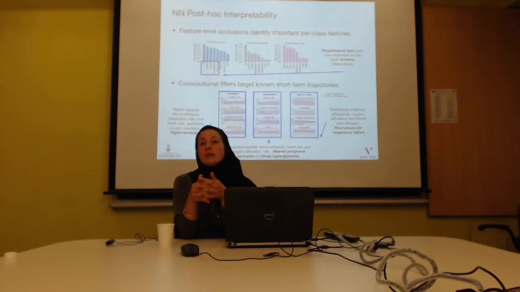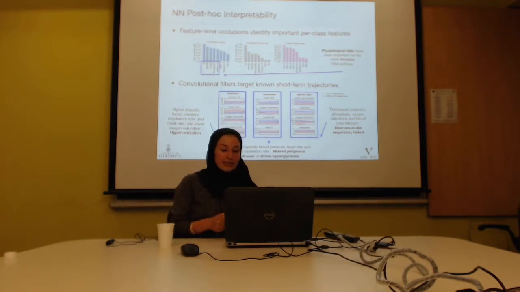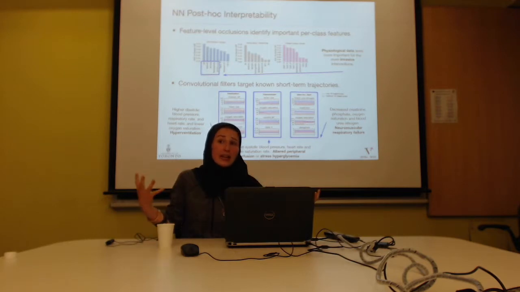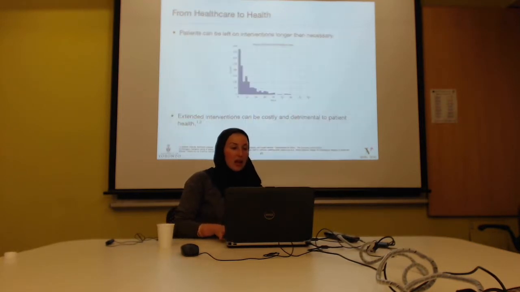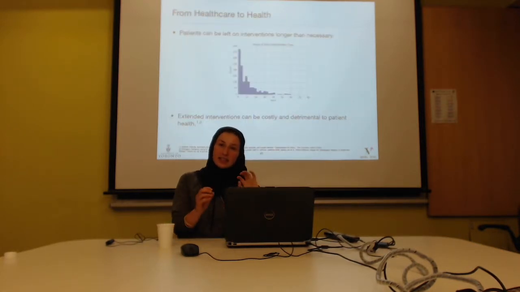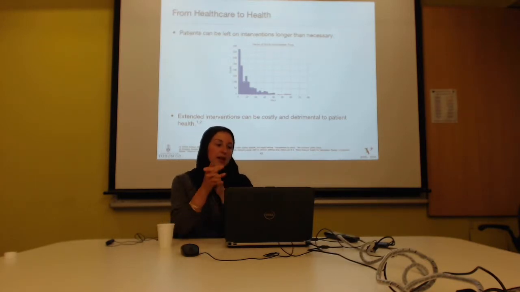And there are ways to make neural networks interpretable. So you can look at what happens when you remove a certain feature and see how much information that feature added for your task. You can also ask the model to hallucinate and say, what do people who tend to have this outcome look like in general? But the issue here is this is healthcare. It's not really health. And remember I said we wanted to learn things about human health.